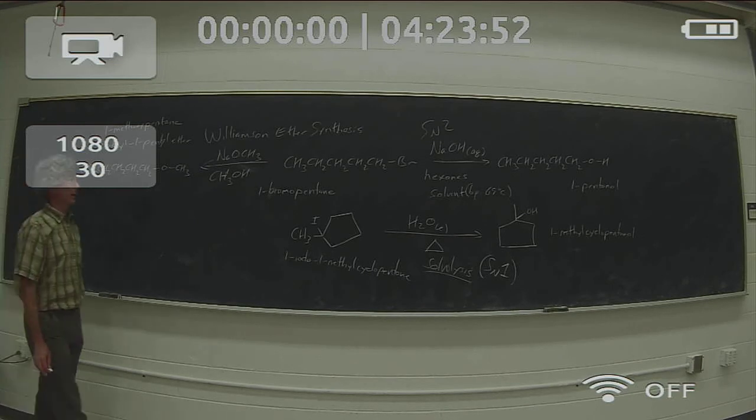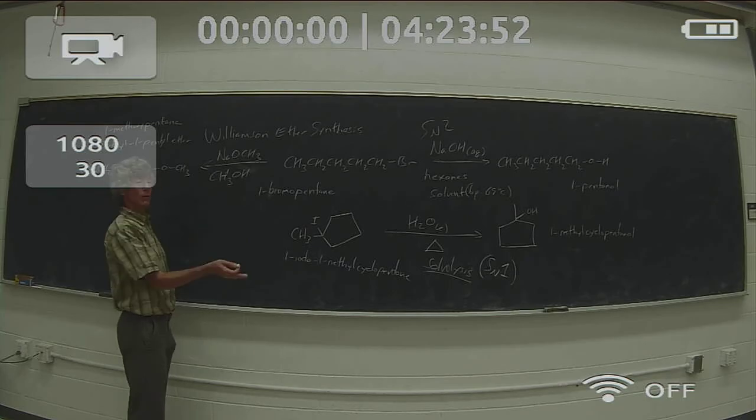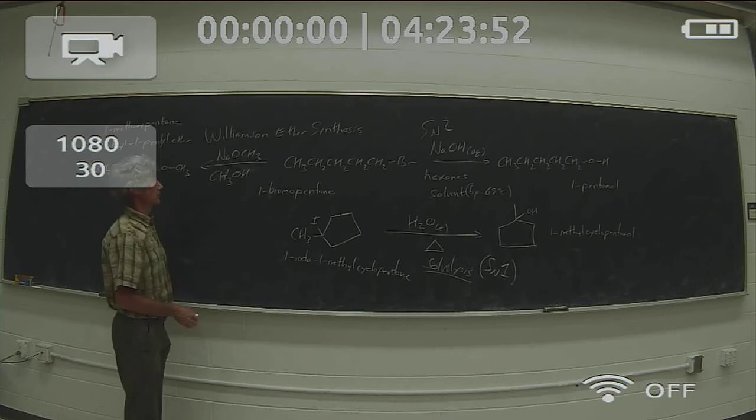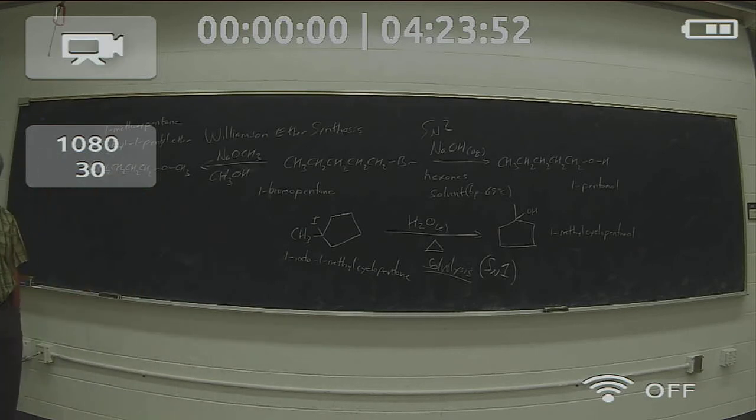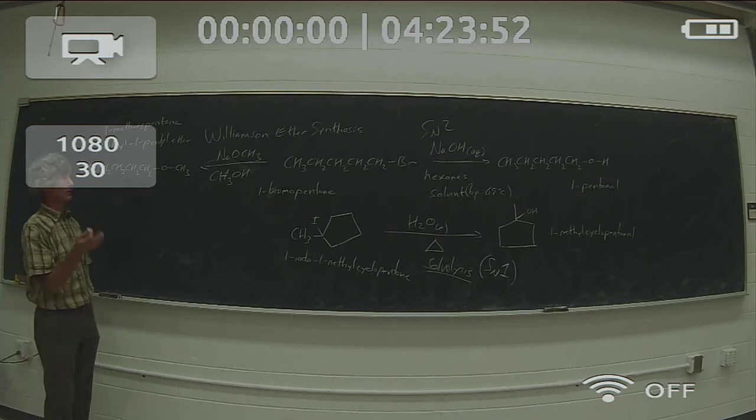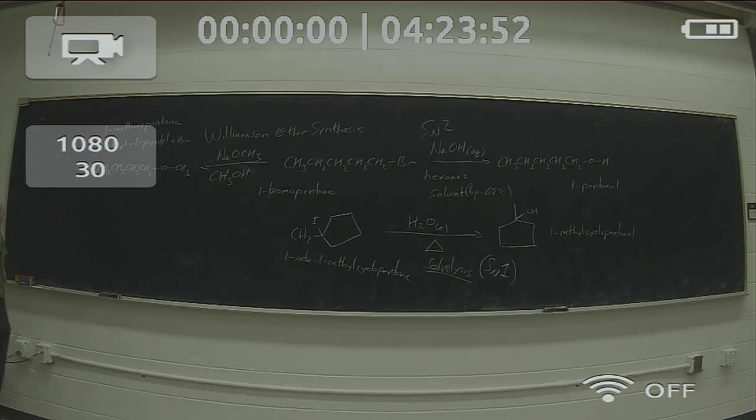Any alkoxide can react with a methyl substrate by the Williamson ether synthesis because in the absence of a beta hydrogen, the only possible pathway is the SN2 pathway. So the Williamson ether synthesis is a useful way to make ethers from alkyl halides as long as both the nucleophile, the alkoxide ion, and the substrate, the alkyl halide, are either primary or methyl. But they both have to be primary or methyl for it to be effective.